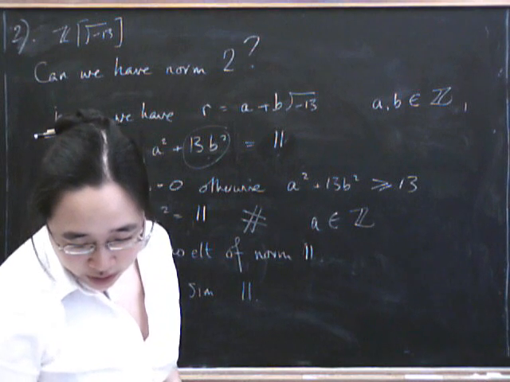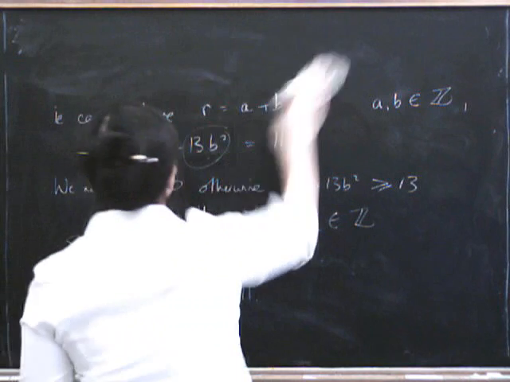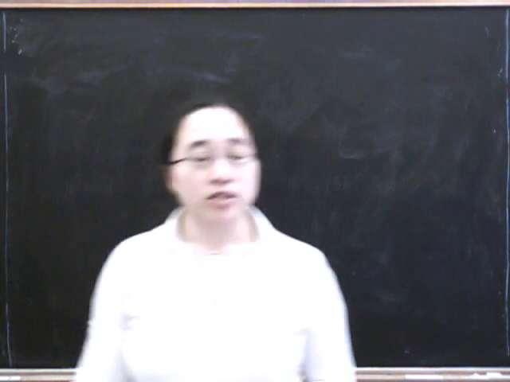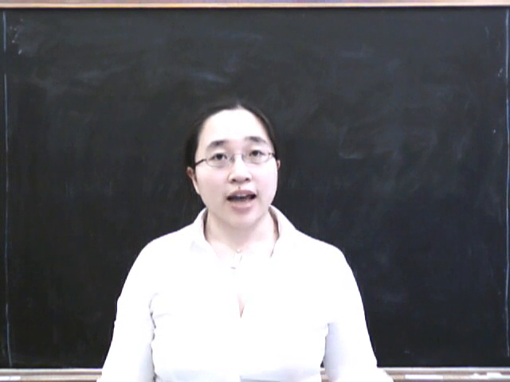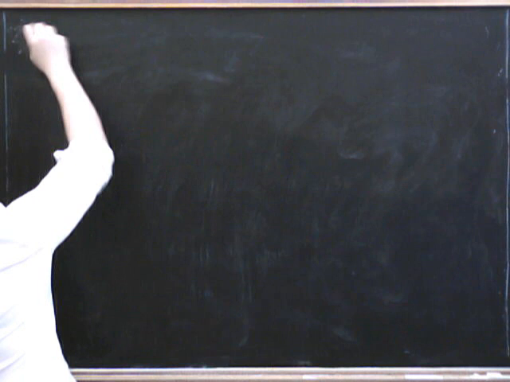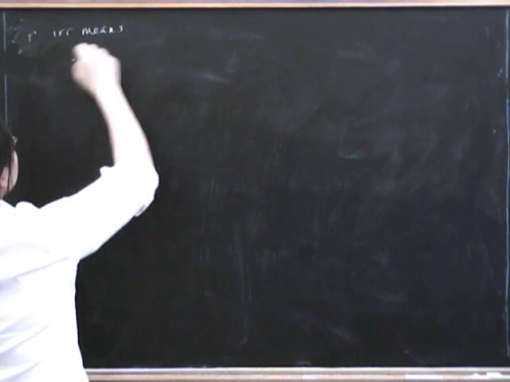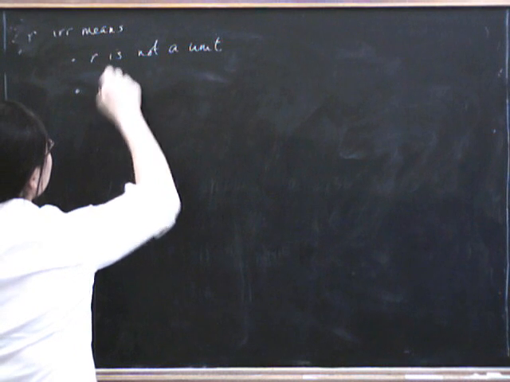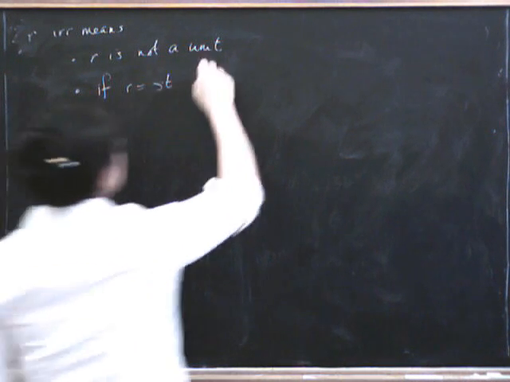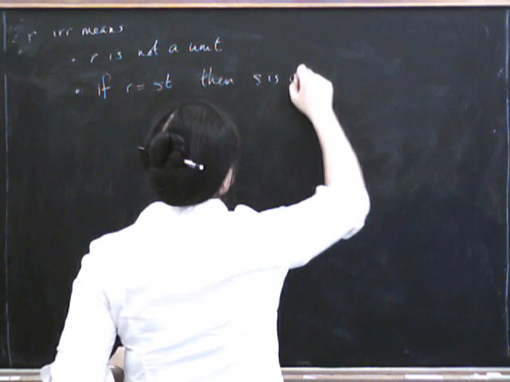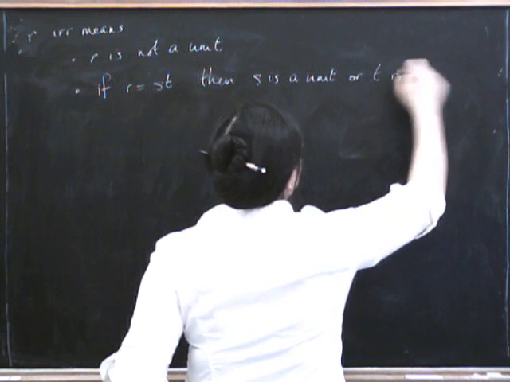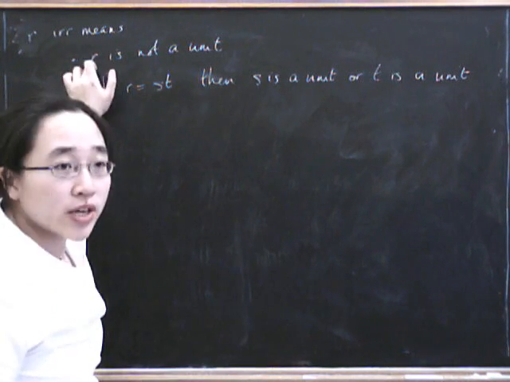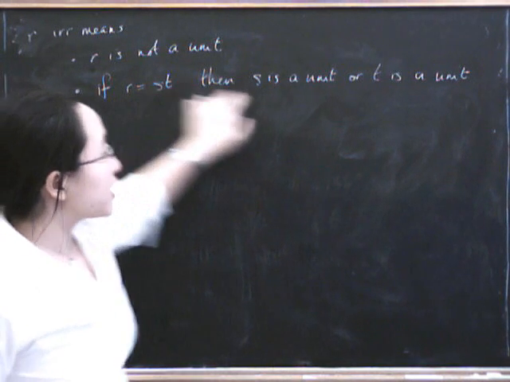The second part was to show that if your norm is 4 or 22 or 121, then you're definitely irreducible. If you're asked to show that something is irreducible, it's a good idea, first of all, to know what the definition of irreducible is, and then show that your thing actually satisfies it. So R irreducible means, first of all, R is not a unit, and second of all, that if R equals ST, then S is a unit or T is a unit. So to show that something is irreducible, first you have to check it's not a unit, and then check that if it equals ST, then S is a unit or T is a unit.